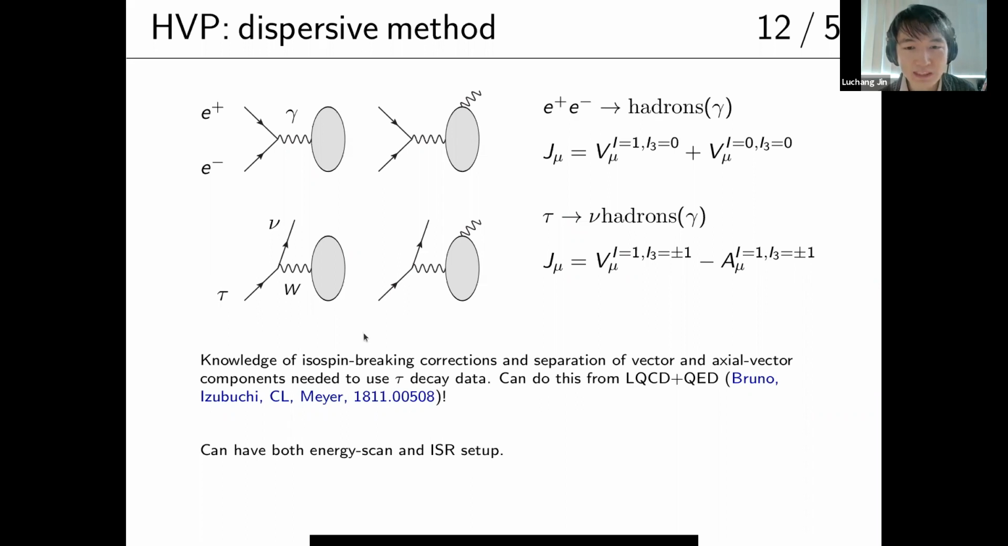We can try to use lattice QCD to calculate these isospin breaking effects. This was proposed quite some time ago, and this hasn't been finished yet. So at this point, tau decay data is not included. We just have this dispersive method for the e+e-.